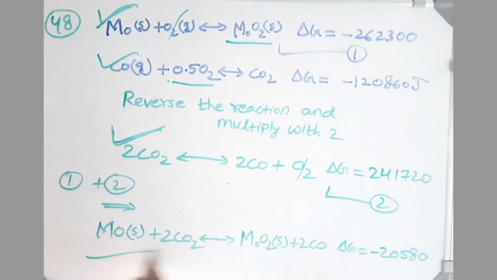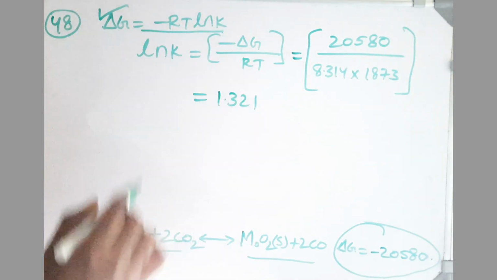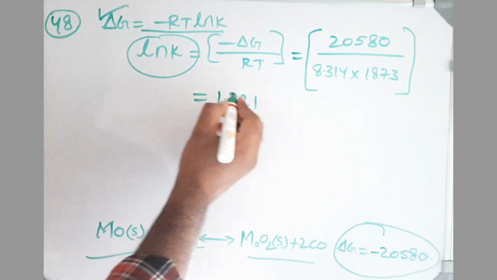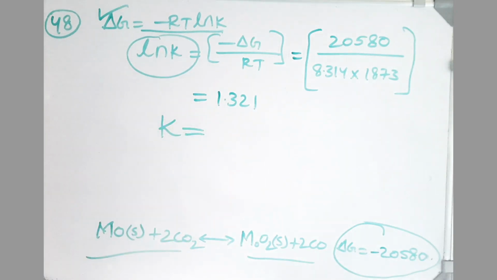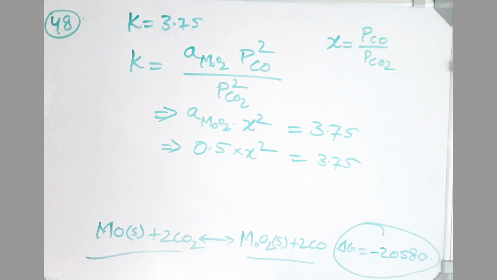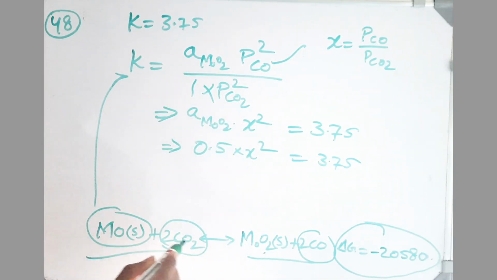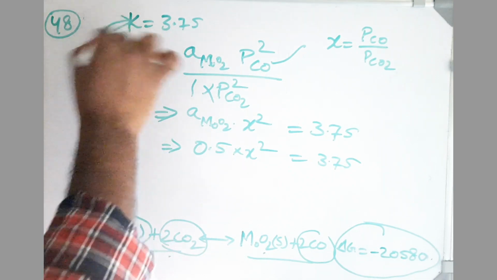So friends, we get the final equation as this and delta G as this. From this, we have the equation delta G is equals to minus RT ln K. From this, we find ln K is equals to this, and in turn we get K is equals to 3.75. Friends, from this equation, we can write the equilibrium constant as activity of this into partial pressure of CO whole square divided by activity of pure metal, which is 1, and PCO2 whole square. And we know K as 3.75.